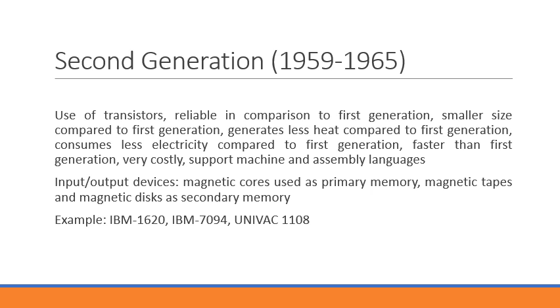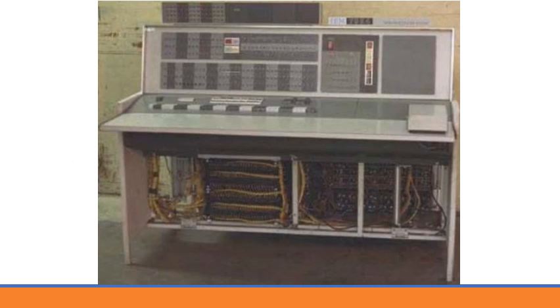In this generation, magnetic cores were used as the primary memory and magnetic tape and magnetic disks as secondary storage devices. Assembly language and high-level programming languages like Fortran and COBOL, that is Common Business-Oriented Language, were used. The computers used batch processing and multiprogramming operating system. So this picture represents a computer from the second generation.